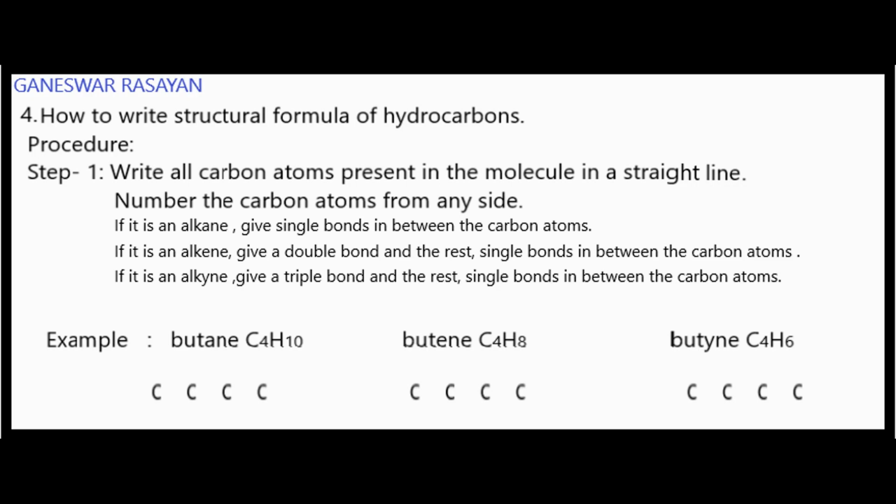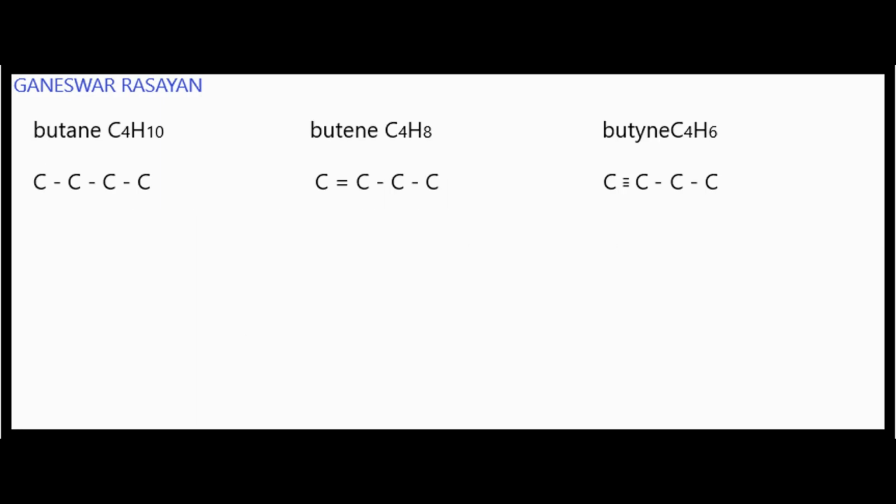Let us write the structural formula of butane, butene and butyne as per step 1. At first, write 4 carbon atoms in a straight line for butane, butene, and butyne. Give all single bonds in between the 4 carbon atoms of butane because it is an alkane. Give a double bond between 2 carbon atoms and the rest single bonds in butene because it is an alkene. Give a triple bond between two carbon atoms and the rest single bonds in butyne because it is an alkyne.